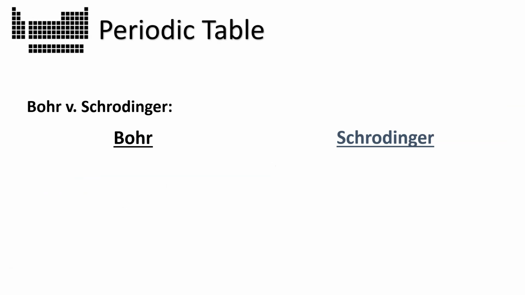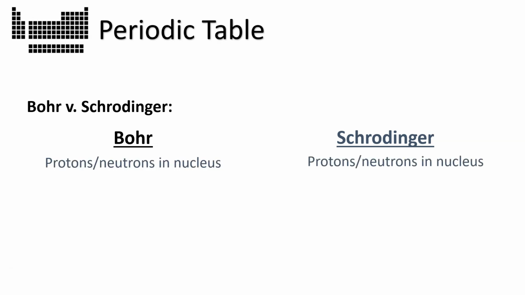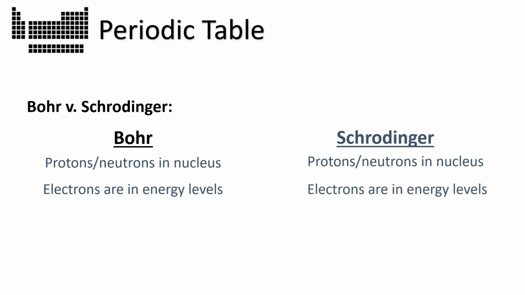Let's put these two theories side by side so you can really start to get a picture of how this Bohr model is different. Starting with the nucleus, which is totally unaffected here. Both of these models have protons and neutrons in the nucleus. Bohr has electrons in energy levels, right? Energy level 1, 2, 3, 4, and so on. The nice thing is that this new model, the Schrödinger model, the quantum model, has the same. Electrons are also in energy levels here.